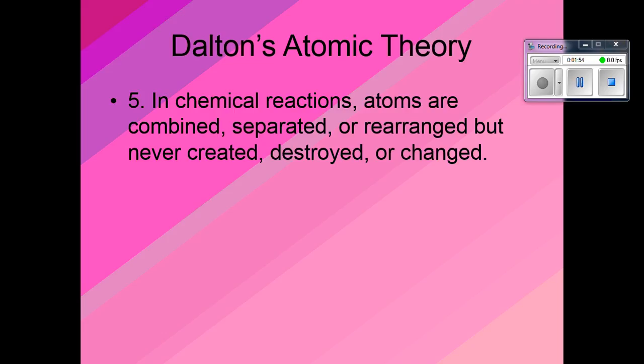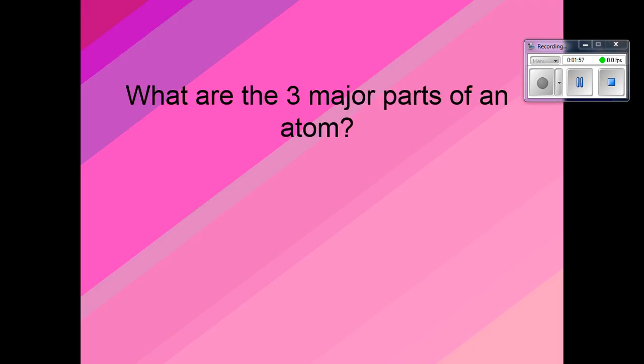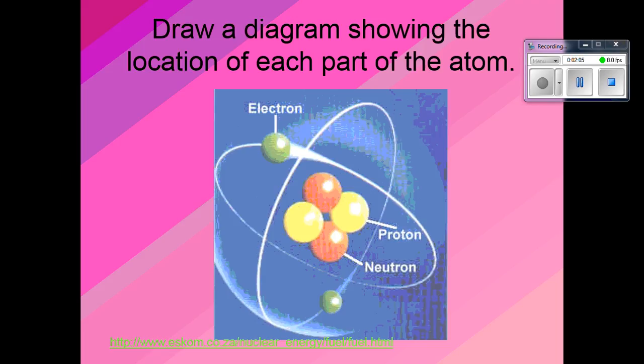Specifically, chemical reactions. Okay. Again, what are the 3 major parts of the atom? You guys should know this from junior high and through physical science: proton, neutron, and electron. Specifically, make sure you take time and pause here. We need to draw an example of an atom.